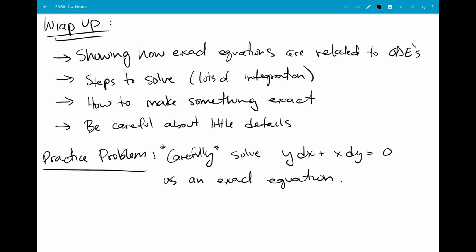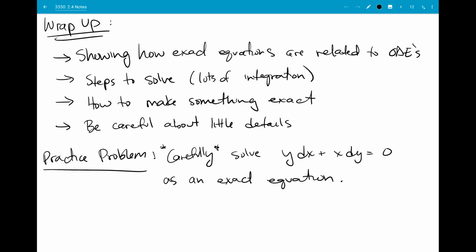So right here, I wrote on the wrap-up screen what I think we went over. We showed how exact equations are related to differential equations by looking at a differential equation and then putting it in the same form as an exact equation. We talked about the steps to solve, which involve a lot of integration. We looked at some examples, and hopefully that helped make things a bit more concrete. And then we talked about how to make an equation exact when it isn't already. And we emphasized how it's important to be careful with a lot of little details in this section, because the process itself is formulaic as long as you don't lose track of anything.